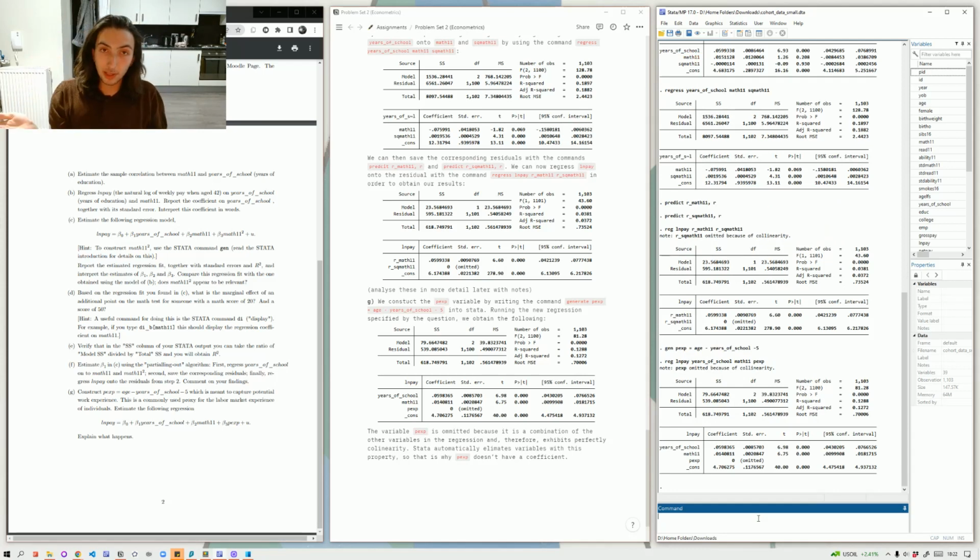Why? Because of perfect collinearity. And it tells you that there, doesn't it? So it's pretty easy to see. Basically, the idea is that because PEXP is a combination of other variables, it's perfectly collinear with years of school and math 11, because it is made of years of school, essentially. So it doesn't work, and it gets omitted automatically by Stata. And yeah, I think that is pretty much it.